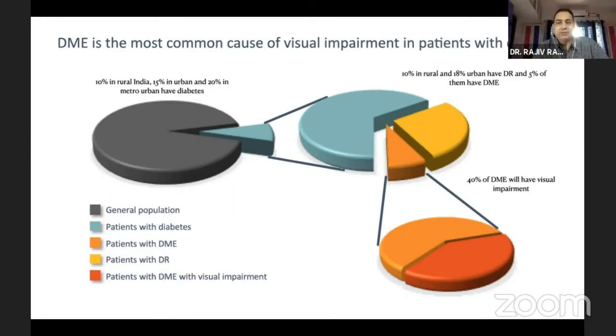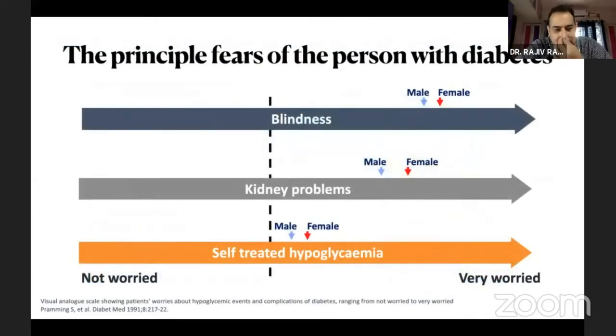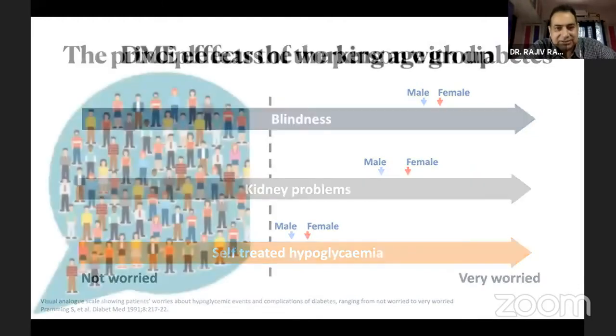And if you look at diabetic retinopathy, 10% in rural and about 18% in urban diabetics have diabetic retinopathy. And 5%, irrespective of whether they are rural or urban, will have diabetic macular edema. And 40% of the DME will have some form of visual impairment. This was a visual analog scale study done with people with diabetes, and they were asked what is the principal fear they have. The most common fear a person has is blindness. So it is important as far as the patient is concerned.